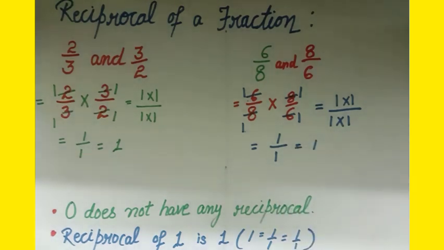So what you notice is, every time you take the product of a fraction and its reciprocal, you always get 1. Now you have to remember one thing. 0 does not have any reciprocal. 0 does not have any reciprocal. And the reciprocal of 1 is always 1. That you have already done. The reciprocal of 1 is always 1.